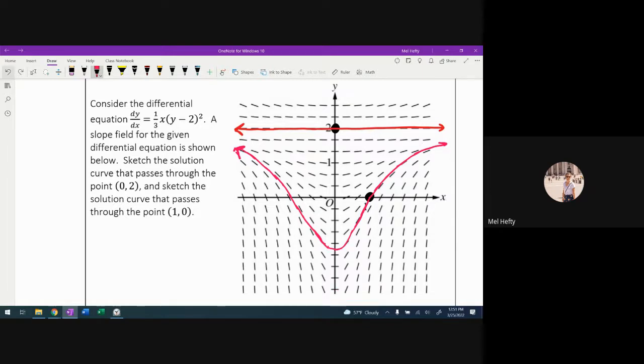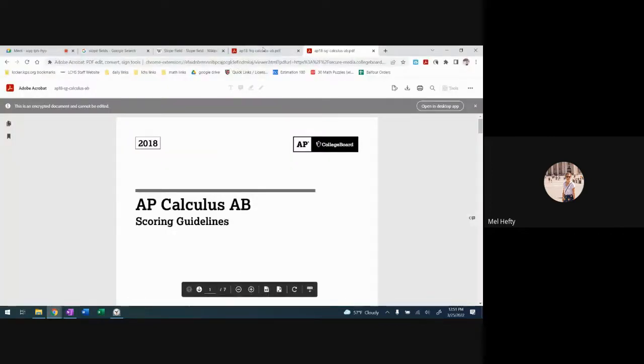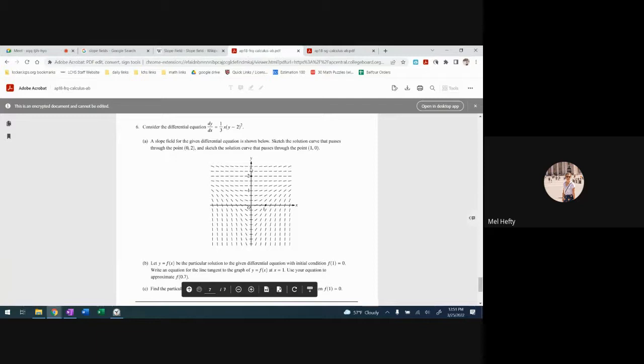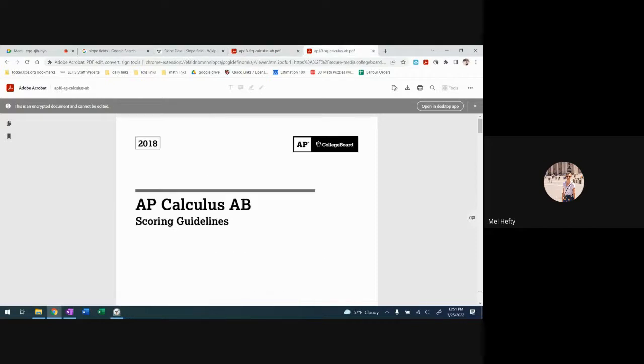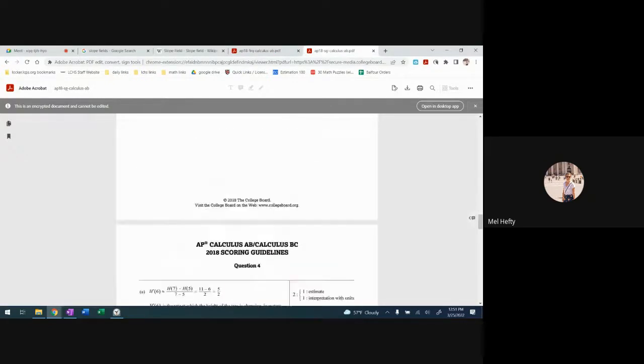All right, so let's look at this rubric really quick. I'm going to show you first. Here's the actual free response question that I'm working with. Notice part A is this one that we just did. Part B was to write a tangent line and use it to approximate something. We can do that. Part C is what we're going to learn how to do next time. Here's how they graded this question.